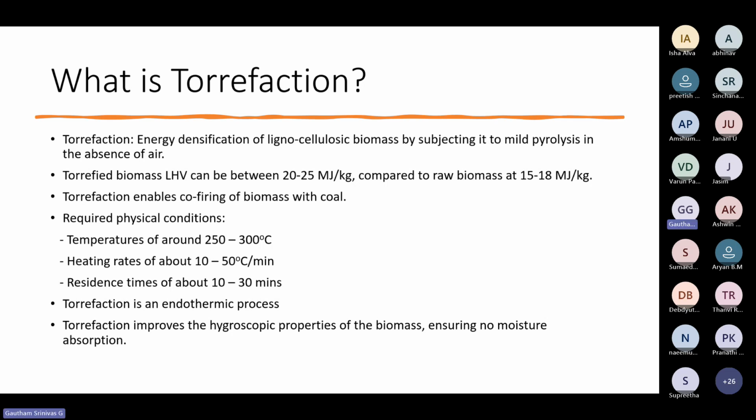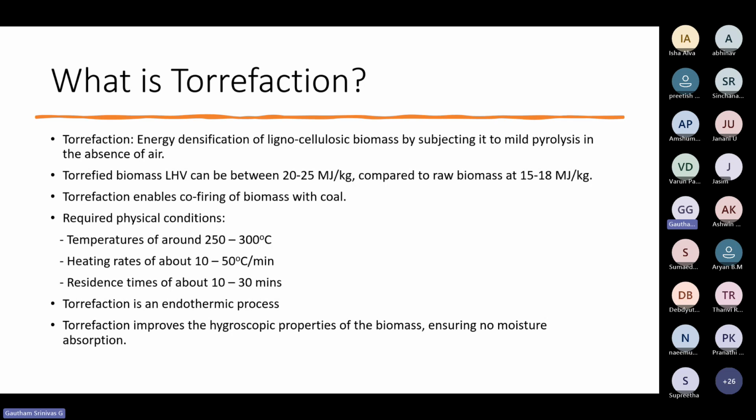Another important point to note here is that torrefaction improves the hygroscopic properties of the biomass. Hygroscopic means absorbing moisture; torrefied biomass is closed to any kind of moisture. So even if you put it in an area with high relative humidity, it won't absorb any moisture. That makes it easy to transport, easy to use, easy to handle, easy to store, everything, right?